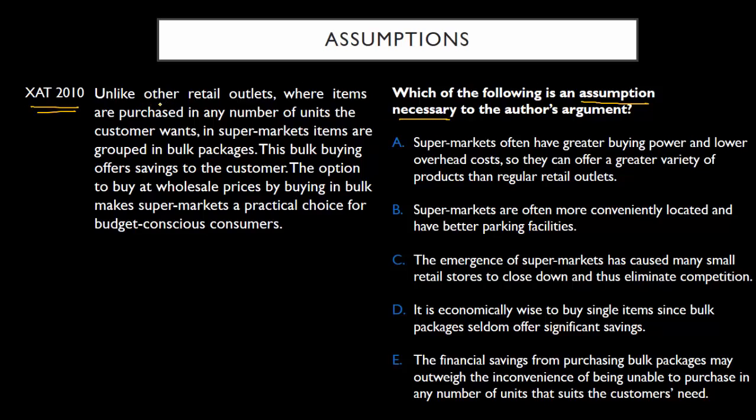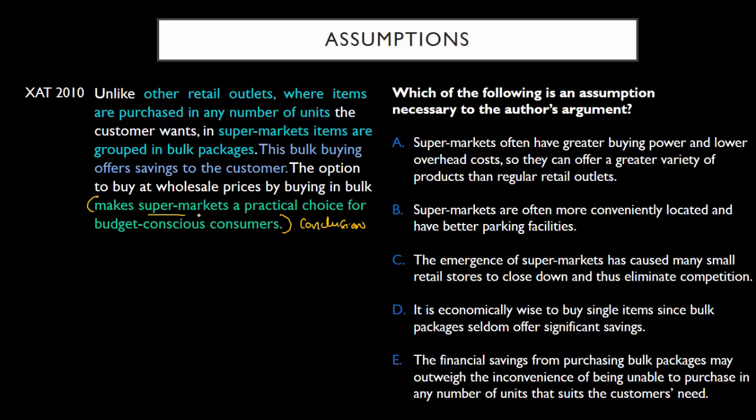It says, unlike other retail outlets where items are purchased in any number of units the customer wants, in supermarkets, items are grouped in bulk packages. This bulk buying offers savings to the customer. The option to buy at wholesale prices by buying in bulk makes supermarkets a practical choice for budget-conscious consumers. Now let's deconstruct this particular argument, understand what the premise and the conclusion is. This is the conclusion being made in this argument, that supermarkets are a better or practical choice.